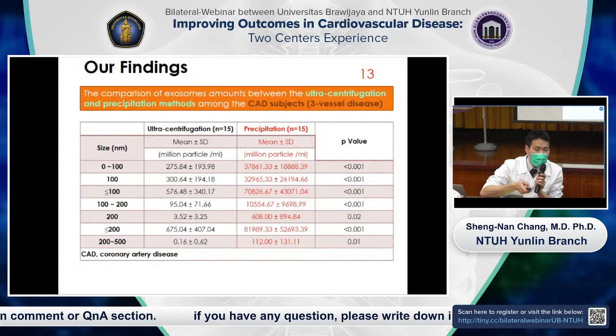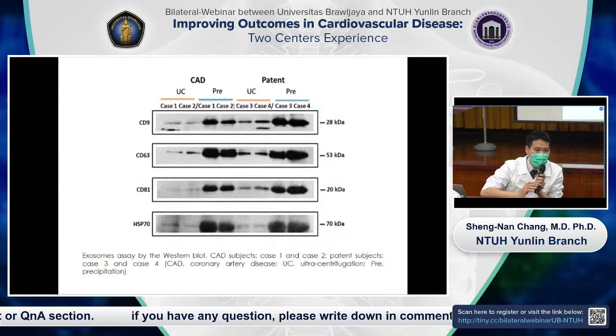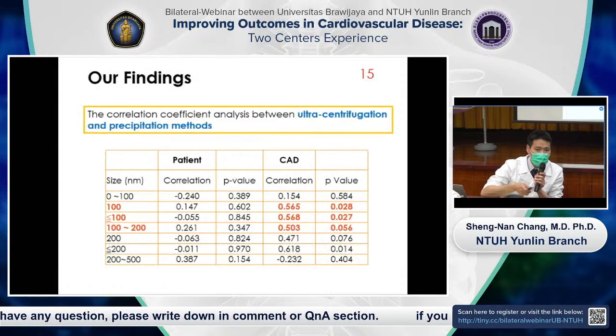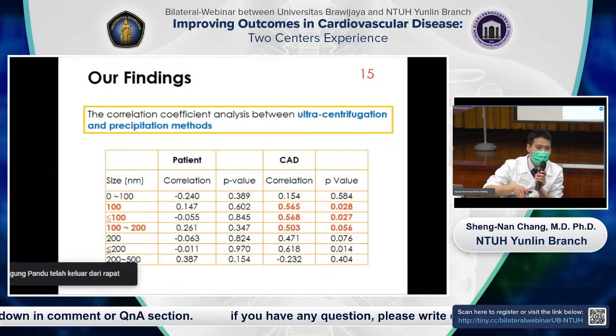All of our extracted exosomes undergo Western blot for double checking, to make sure the exosomes are present in the extracted particles. We check the antibodies specific for the exosome. As I mentioned before, it's CD9, CD63, CD81, and heat shock protein. These are all specific for the exosome. And then we use correlation analysis to find that the two methods are highly correlated with each other. So that's our first result.